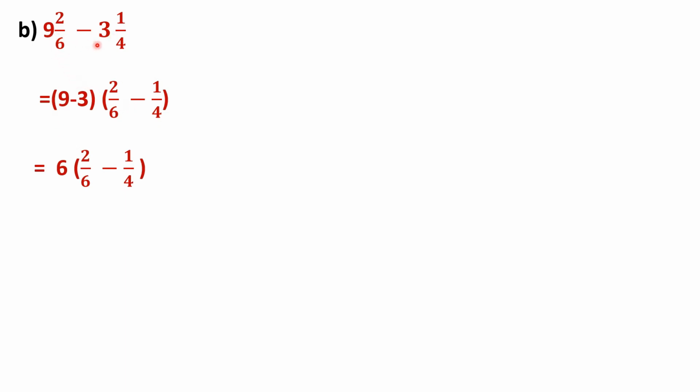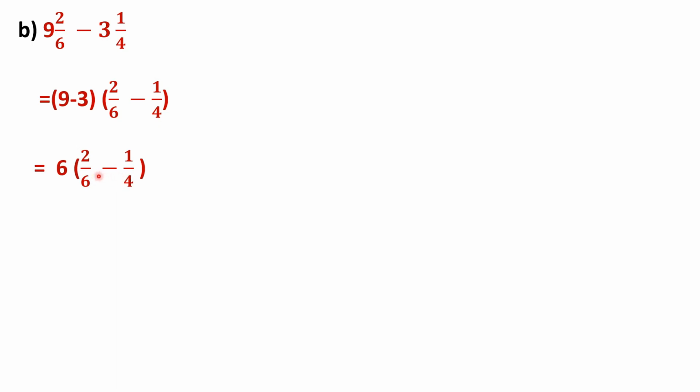So 9 and 3 are the whole parts of these two fractions. So we have written separately here 9 minus 3 and 2 by 6 minus 1 by 4. So we have written the fraction part over here. So 9 minus 3 will give you 6, and 2 by 6 minus 1 by 4 we have written now as it is.